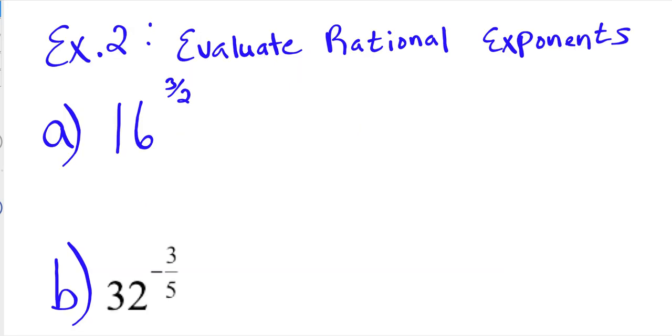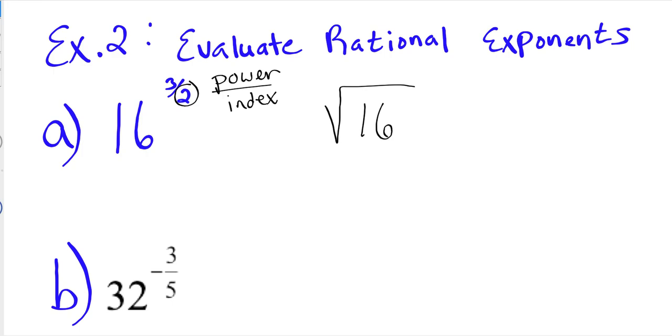So let's practice this a little bit. We have 16 to the 3/2. I have to remember how it works: it's power over index, or power over root. So this is the root, and this is going to be the square root of 16. You can put the 2 in there if you want to, but generally it's implied when it's a square root. And it's going to be raised to the third power.